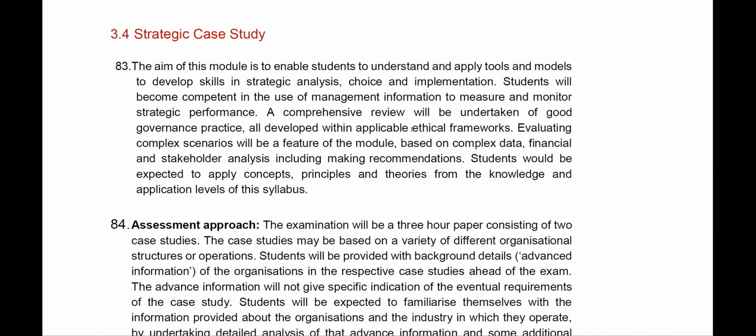What is the aim of your paper, the strategic case study paper? You must know the aim and objectives and how you are going to be assessed in the exam. It says the aim of this module is to enable students to understand, the word there is understand, and apply tools and models. So you must understand and you must be able to apply tools and models to develop skills in strategic analysis, choice, and implementation. So your whole syllabus is made up of three main areas: strategic analysis, strategic choice, and strategic implementation.